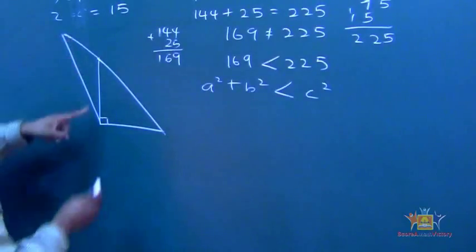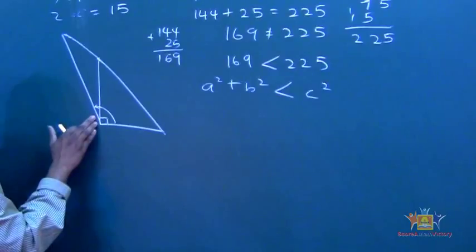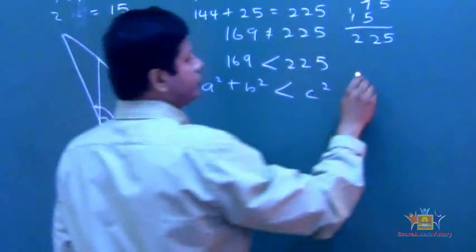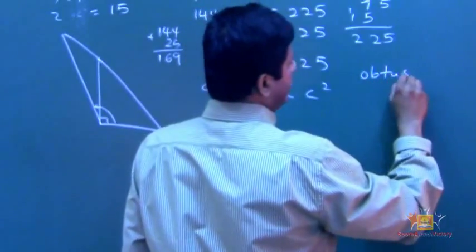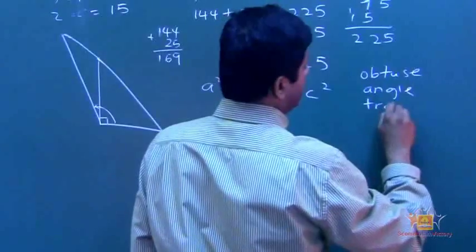What does it tell you? What is this angle? See, it's going more than 90 degrees. So that makes it obtuse. Obtuse angle triangle.